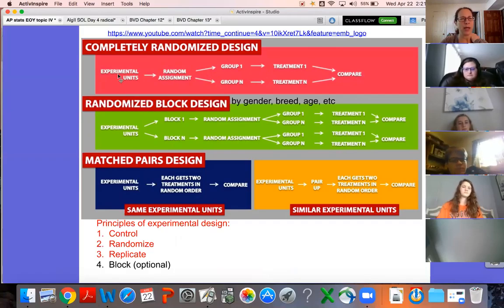So let's say you had a completely randomized design. You would just take all of your units, divide them into 2 groups randomly, not intentionally, but randomly, like draw your name out of a hat for group 1, and whatever is left over is group 2. N means how many groups you want. So it could be 3, 4, 5 groups. And then randomly assign the treatments to each group. And then you compare your results.